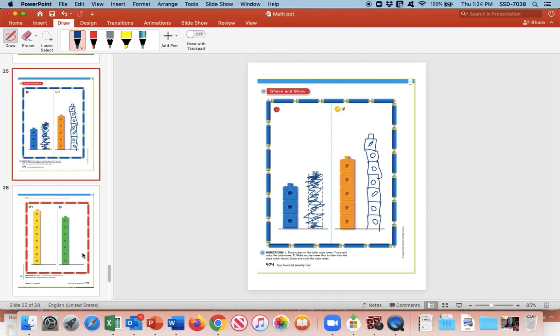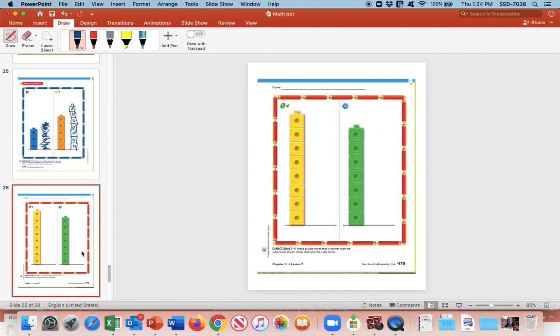Okay, the next page that we're on is going to be focusing on the opposite of taller. So that would be shorter. Now we're focusing on making a cube train that's shorter. So right here, we look at this big, tall, yellow one, and we're going to start down here, and we're going to begin making a cube train that is shorter, not as tall as the yellow. And we don't have to go very tall at all. And there we go. We're just going to do 3.